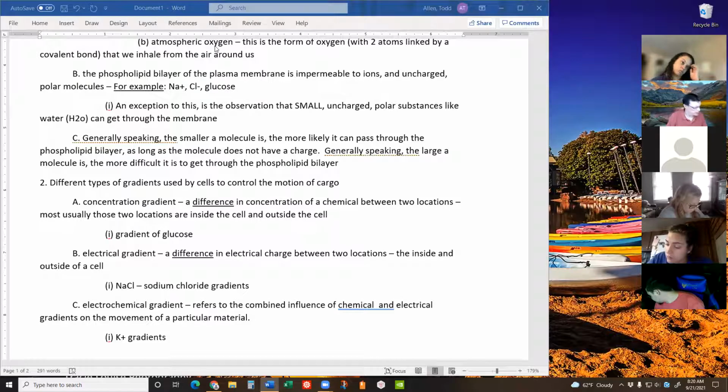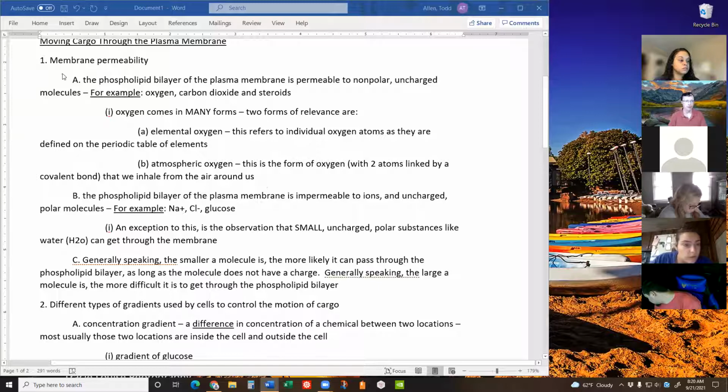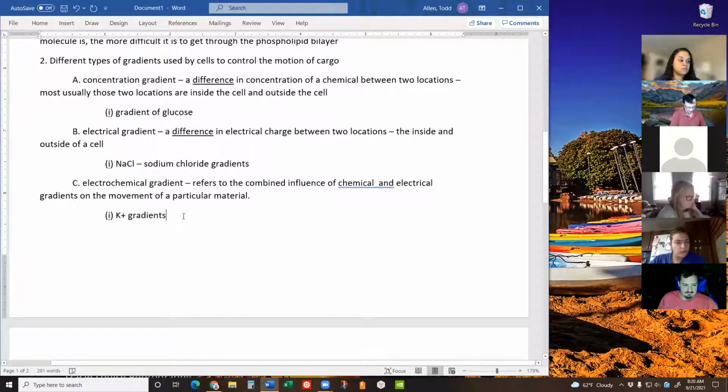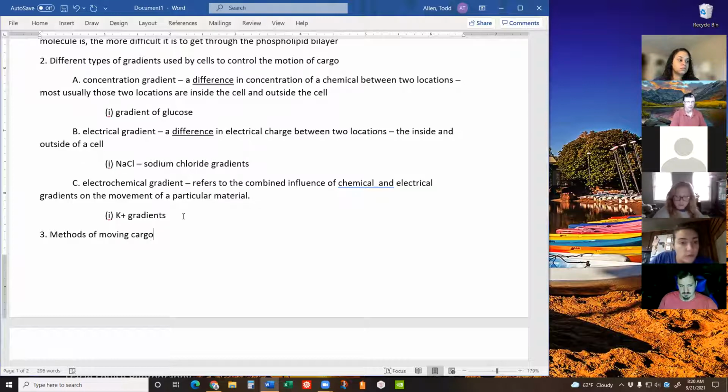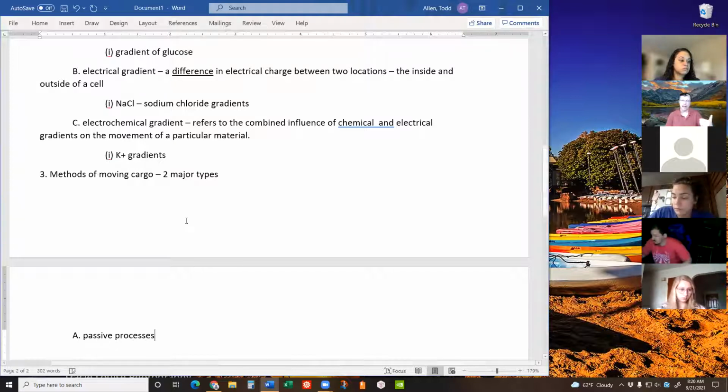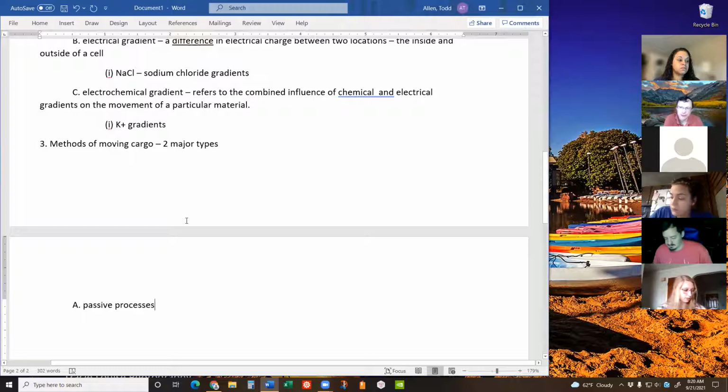Okay, so let's start talking about the methods of moving cargo through the membrane. The heading here is moving cargo through the plasma membrane. Number 3, methods of moving cargo. There are basically 2 major types. There are passive processes. And when I say passive processes, I mean that cells are not consuming any of their own biochemical energy to move the cargo. The cell is not burning any ATP to move the cargo.